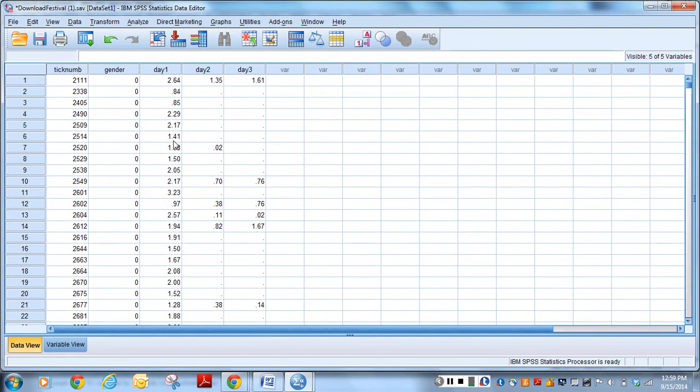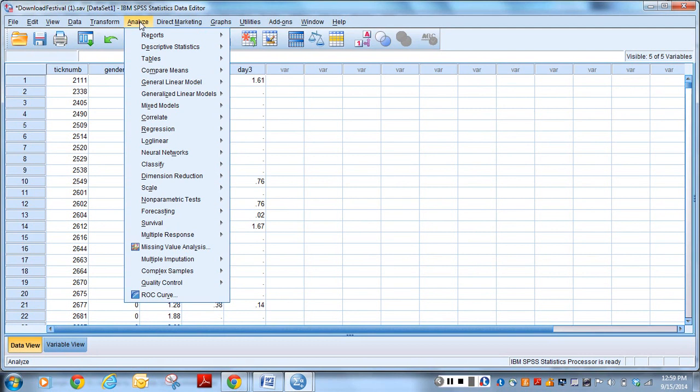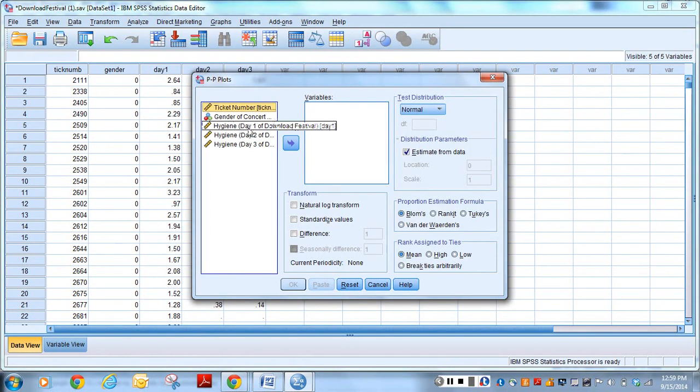So first thing we're going to do, let's use a graph to spot our normality. So we're going to create a PP plot, which is a probability plot. It's a great visual to check for normality. And to get a PP plot, we're going to click on Analyze, and then Descriptive Statistics, and then PP plots. And we want to examine the normality of each of these variables.